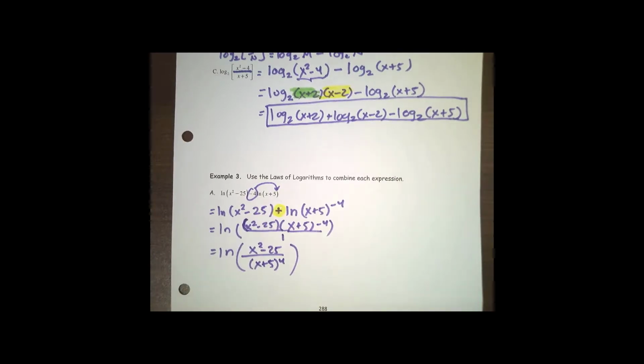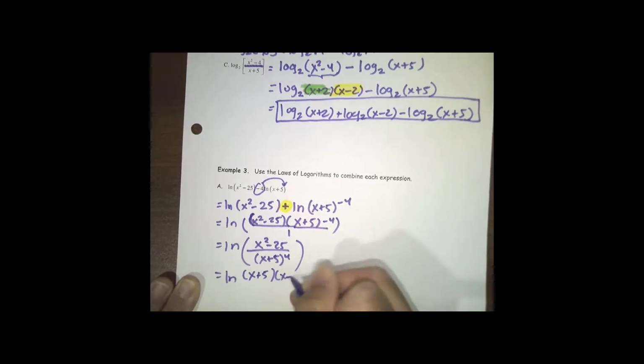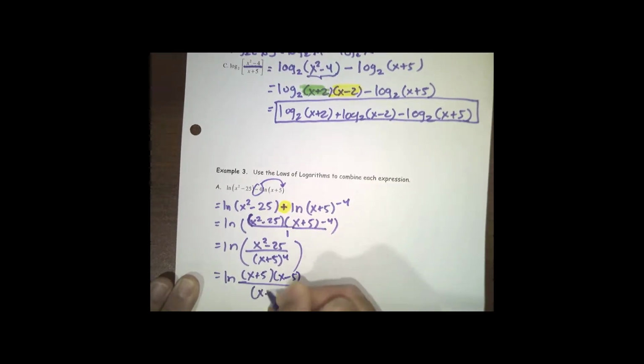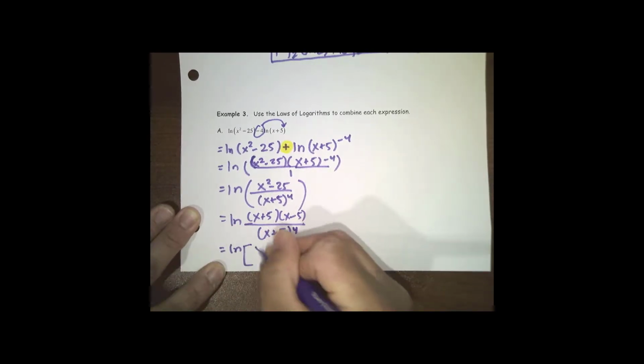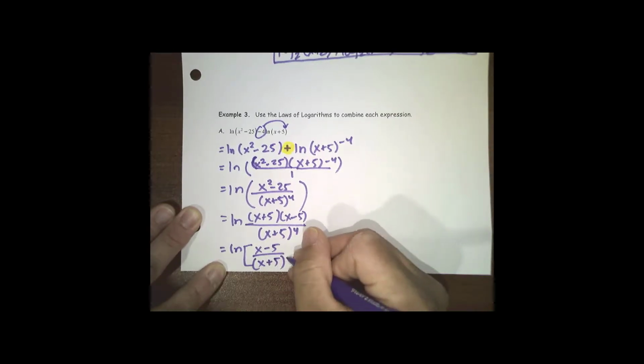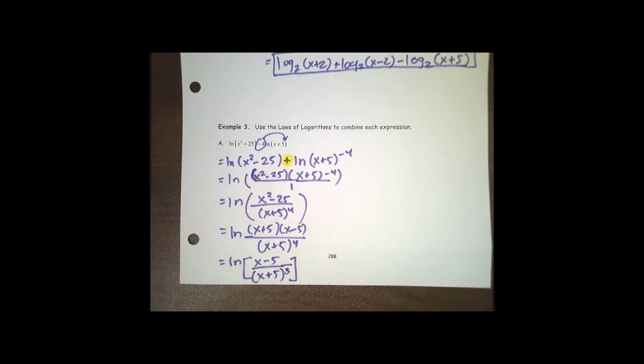But now you can factor in the numerator to get natural log of x plus 5 times x minus 5 all over x plus 5 to the 4th power. And then one of the x plus 5's can divide out. So you have natural log of x minus 5 over x plus 5 to the 3rd power.